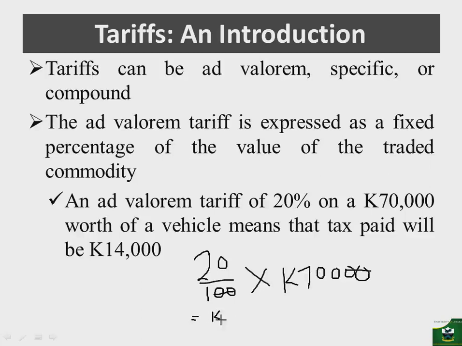So this is how you get how much tariff is paid for a car which is worth 70,000 kwacha. Now you should also note that with this 14,000, the total amount paid by the person importing the car is 70,000 plus 14,000, which will give us 84,000 kwacha.